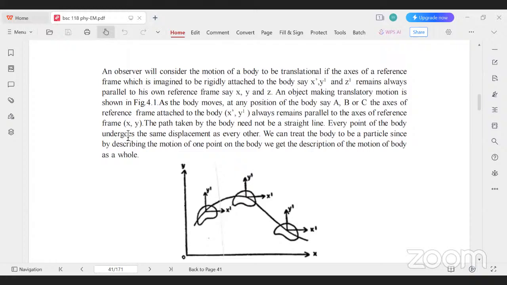The path taken by the body needs to be a straight line. Every point of the body undergoes the same displacement. Why? If I'm talking about an electron, however it travels, it will be in a straight line, whatever the shape you take. It can flow in any direction, but it goes in a straight line. Every point of the body undergoes the same displacement as every other. We can treat the body as a particle, since by describing the motion of one point of the body, we get the description of the motion of the body as a whole.